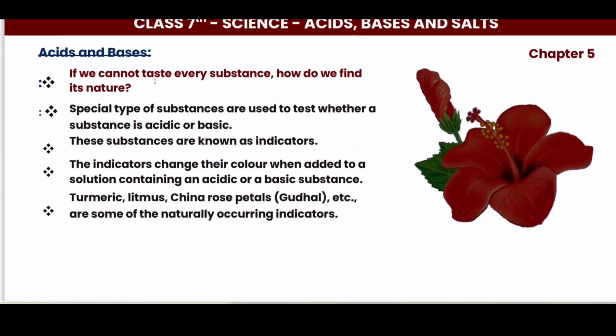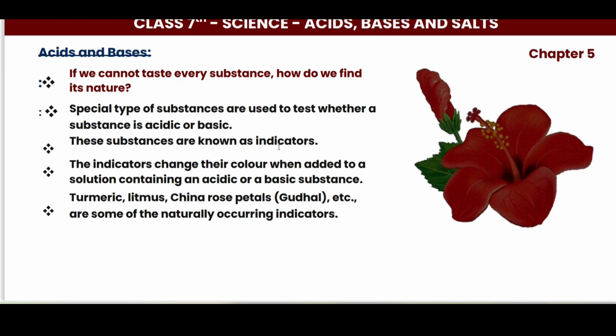Now, if we cannot taste every substance, how do we find its nature? Is it possible to taste each and every substance? Maybe some things will be very harmful for you, right? So if they can harm you, it means we cannot test all substances by tasting. If we cannot taste, how do we find that these are acids or bases? So special types of substances are used to test whether a substance is an acid or a base. These substances are known as indicators.